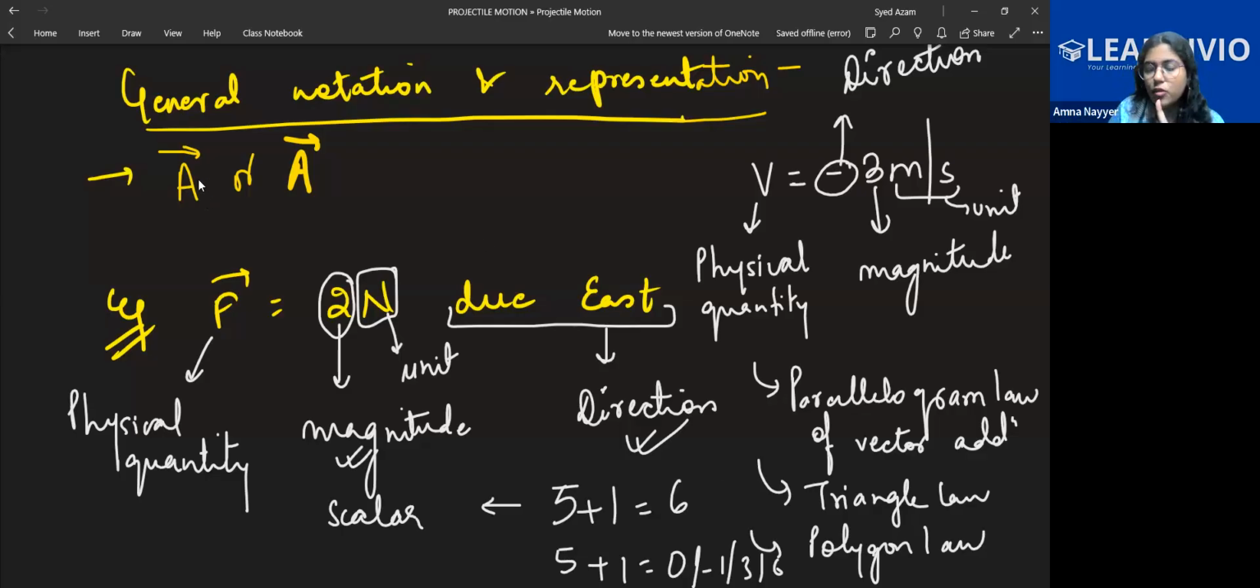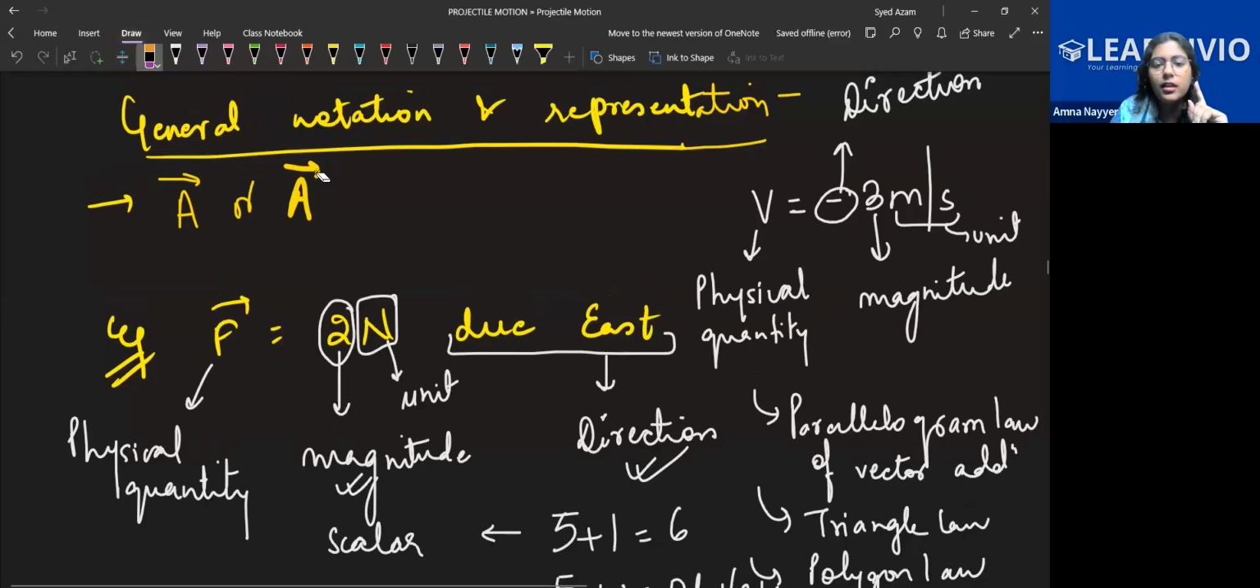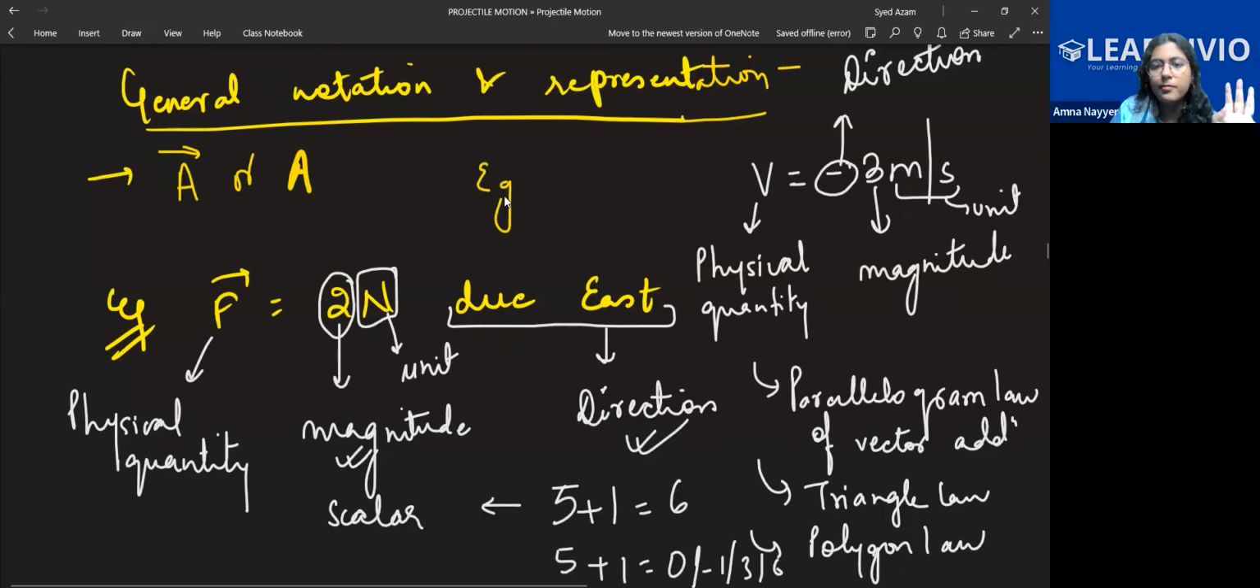In some books, you will find the vector quantity is represented with a bold symbol like this, without any arrows. Or the quantity can have an arrow on the top of it. If the arrow is present, it means it's a vector. Or it will simply be given in bold like this. This means it's a vector.